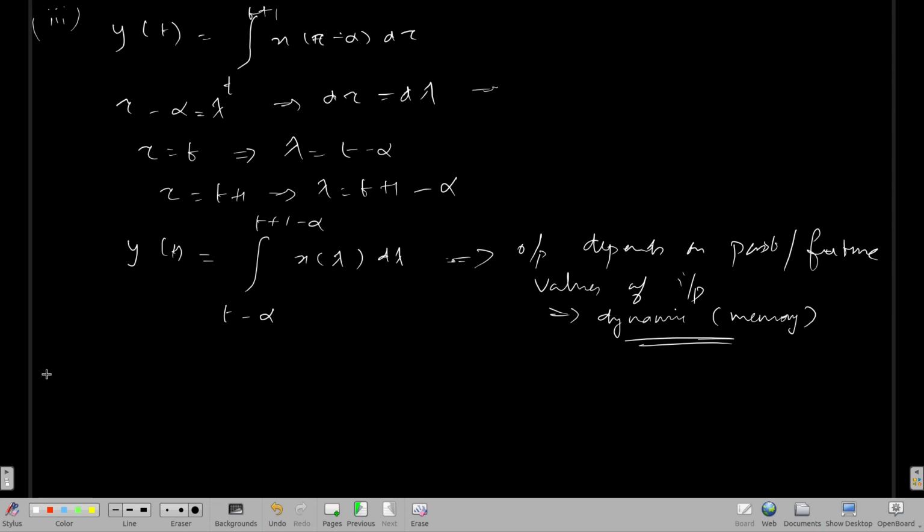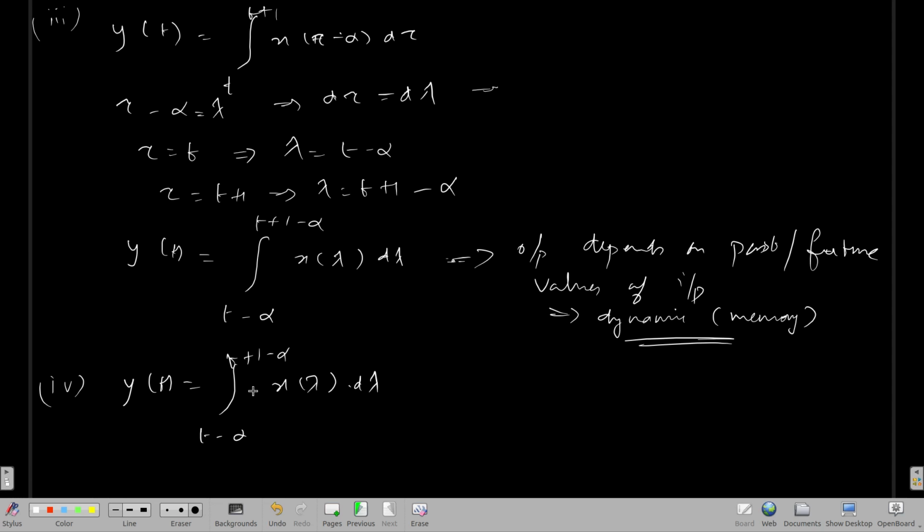And how do we check for causality? How do we check for causality? So we'll be taking from here, that is y of t is equal to the integral from t minus alpha to t plus 1 minus alpha of x of lambda d lambda, because our consideration is the same here.